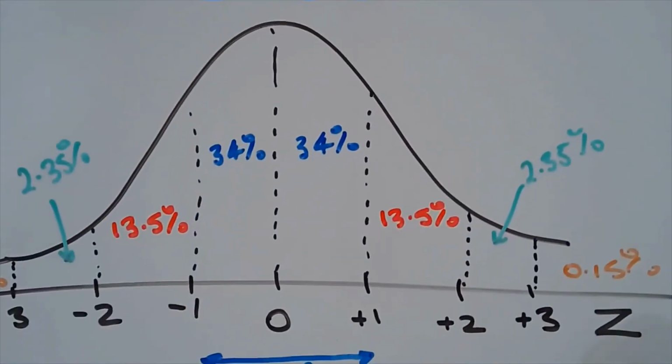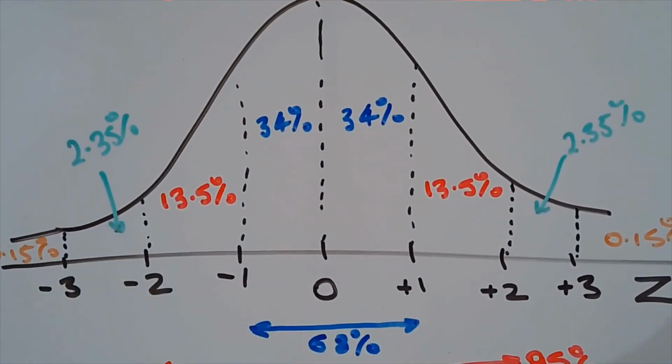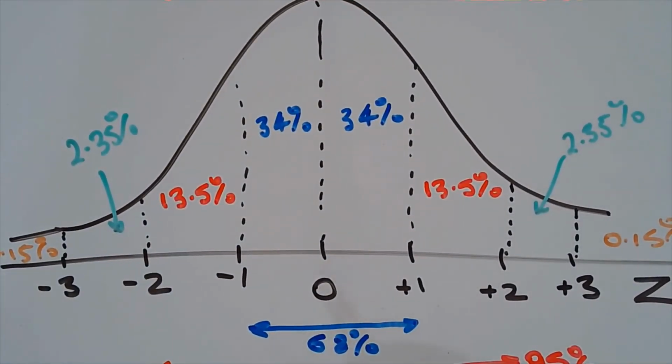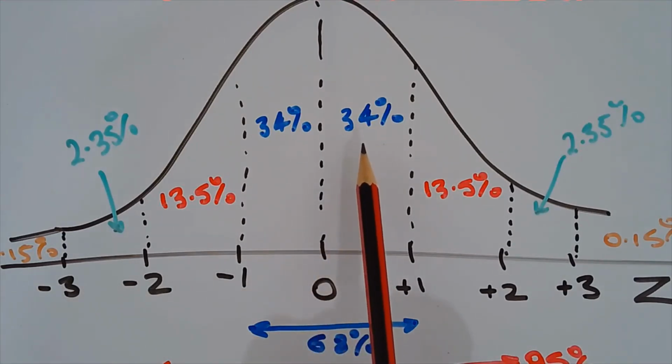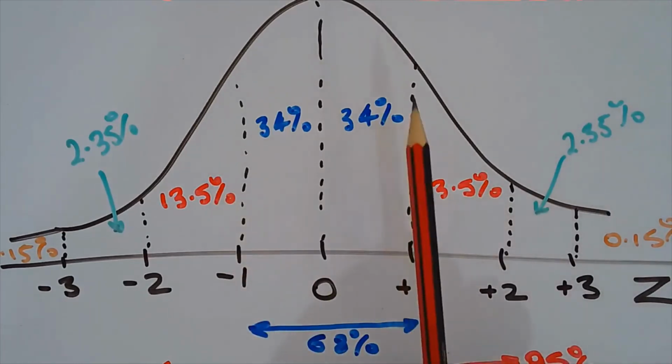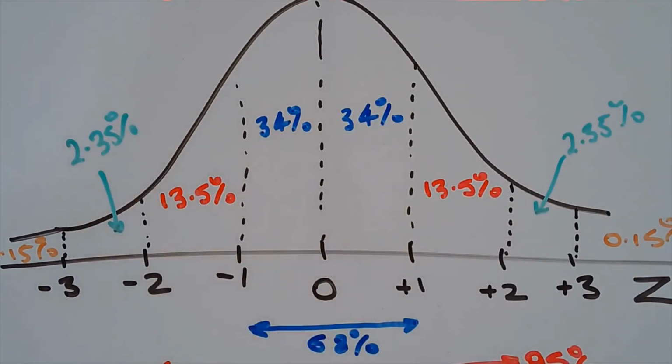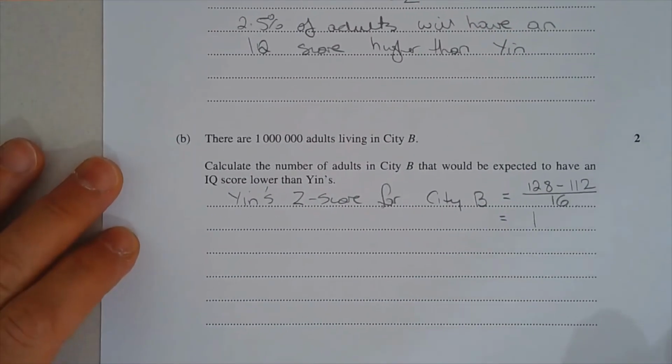So if we look at our bell curve, there's our standard deviation of 1. Now 50% of the data lies from 0 all the way to negative infinity, but we're adding another 34% to 50%. So that will be the total percentage of adults that are under a Z-score of 1.